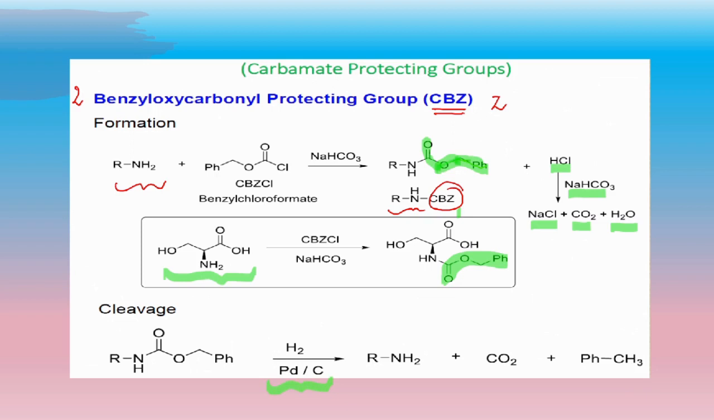And what happens is that this particular compound undergoes hydrogenolysis, resulting in the formation of what? Resulting in the formation of amine, carbon dioxide and toluene. So we'll get back the original compound.